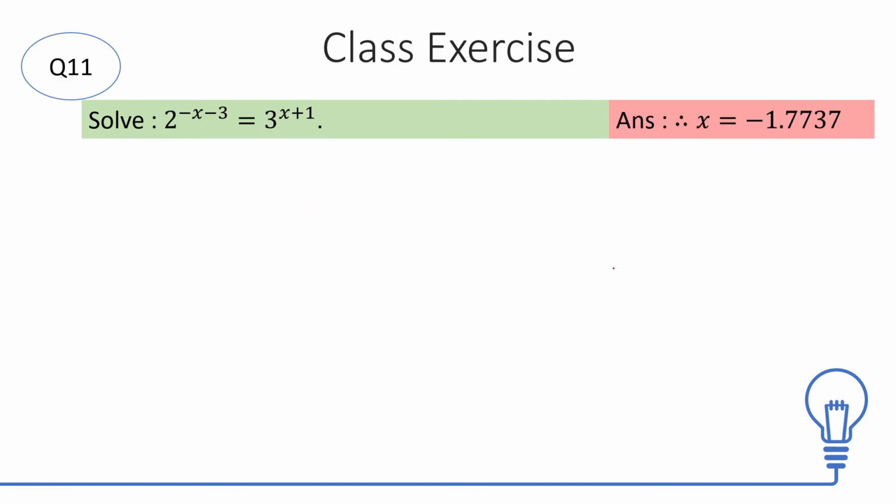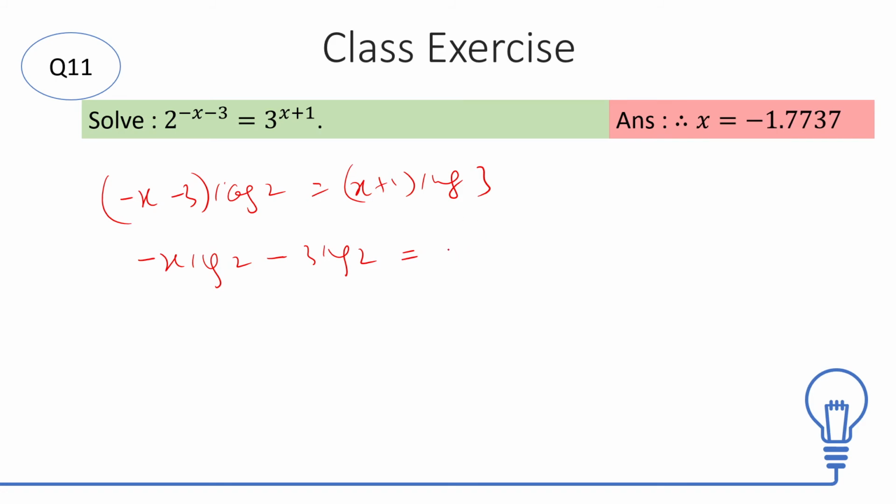Okay, so this one, nothing different. So x minus 3, bracket, log 2, equals x plus 1, log 3. And then this one, we need to solve for the x, so negative x log 2 minus 3 log 2 equals to x log 3 plus log 3.